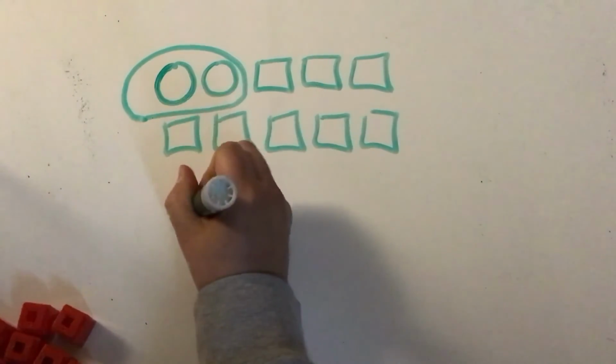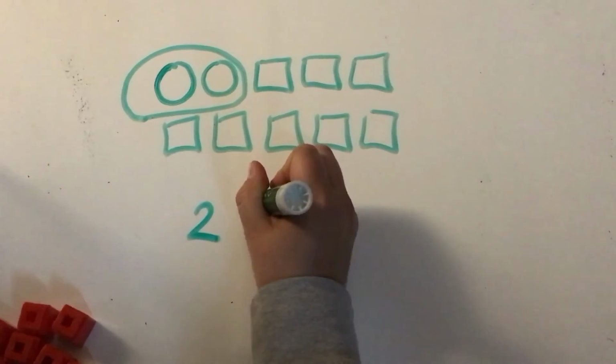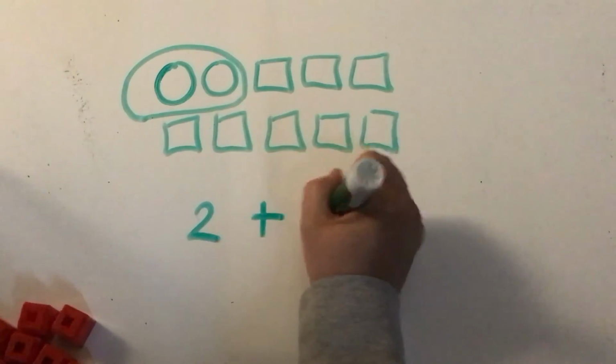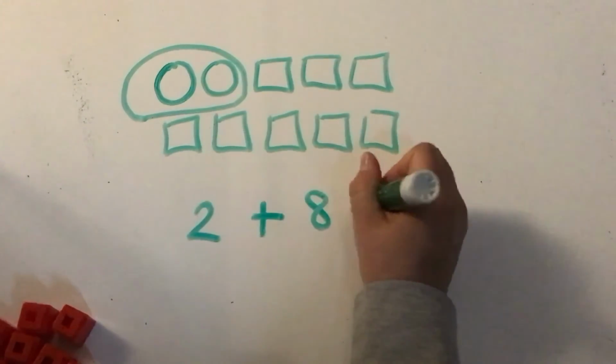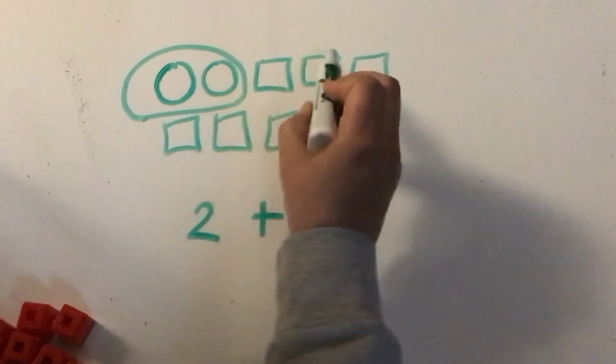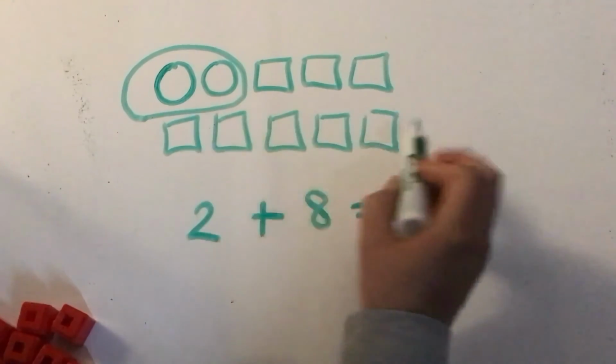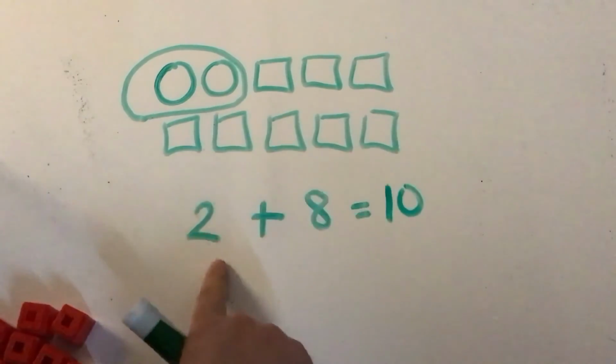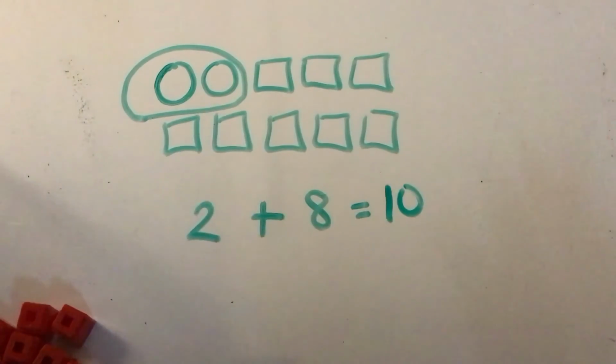So I start with 2 for my 2 circle magnets, 8 for my 8 square magnets, equals 1, 2, 3, 4, 5, 6, 7, 8, 9, 10. 2 plus 8 equals 10.